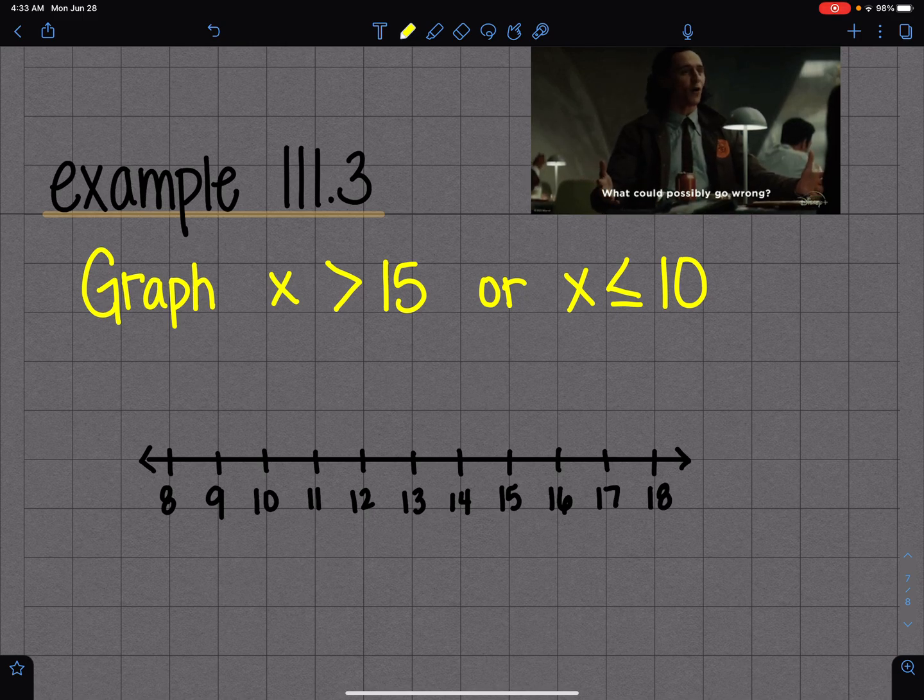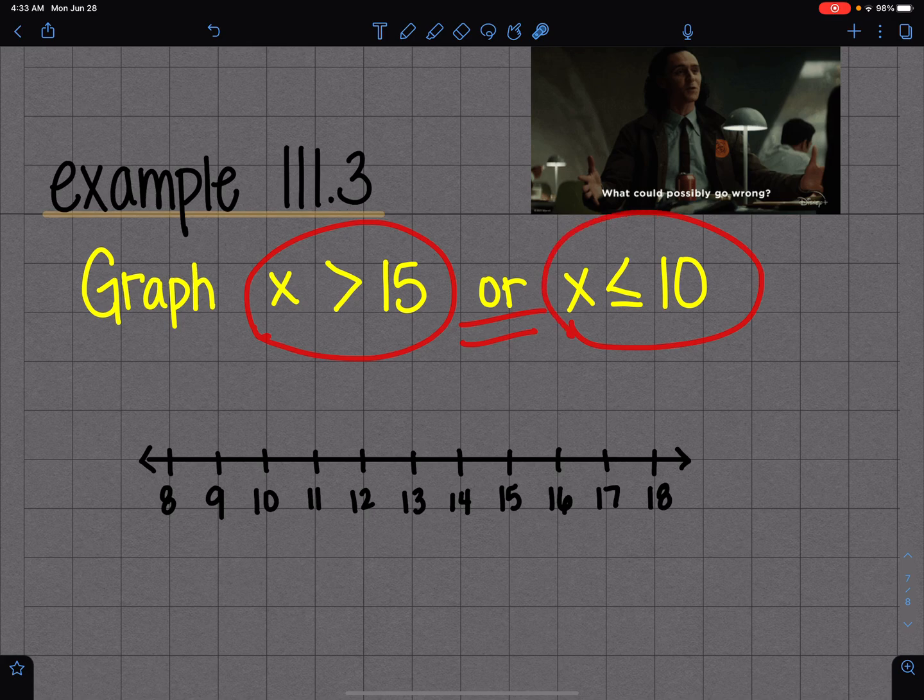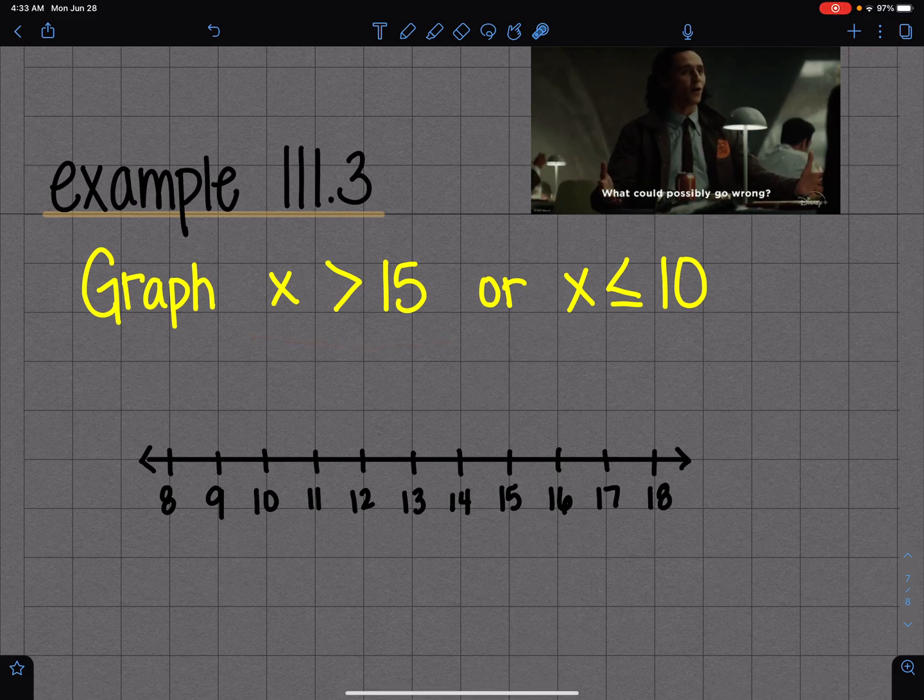All right, let's do example 111.3. This is graph x is greater than 15 or, here's our disjunction, x is less than or equal to 10. All right, so let's start with x is greater than 15. And our domain here is real numbers. So I am not going to include that 15 because there's no equal sign. And we have to be greater than it. So I'm going to go like that.